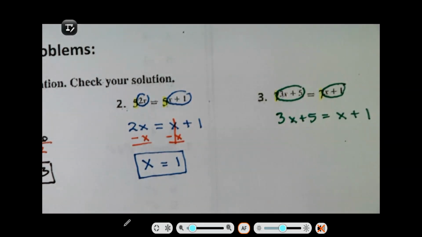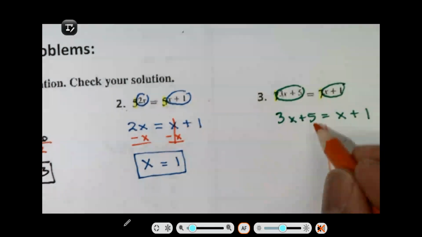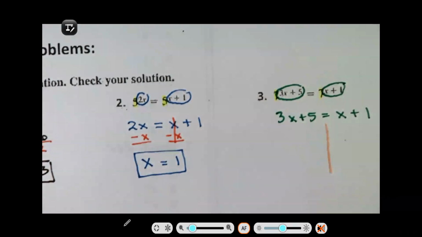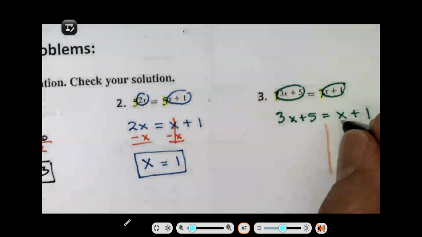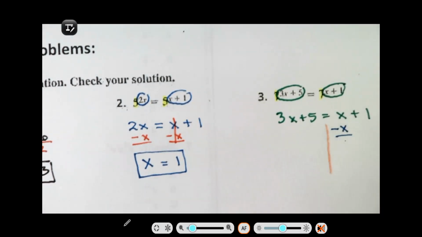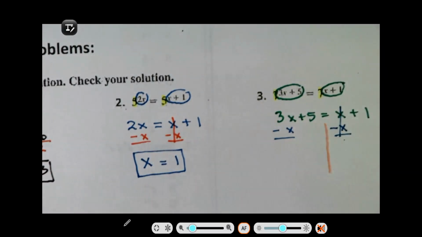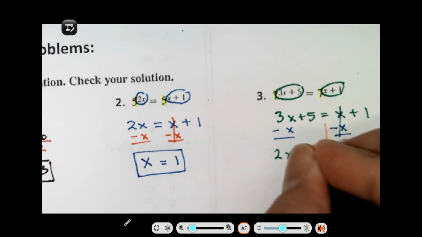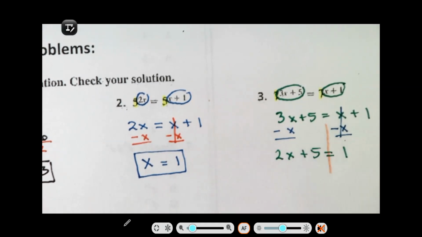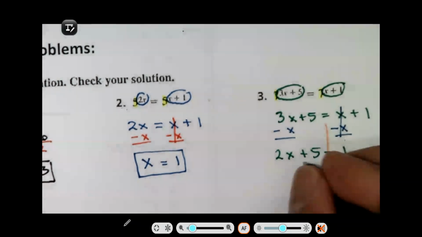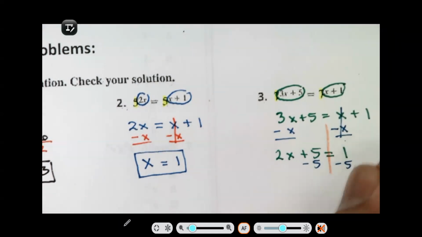And then I'm going to bring every skill that you know when it comes to solving. So, again, don't move the 5 or the 1. Get your x's together first. Since this is the smaller amount, I'm going to move that x first. I'm going to subtract an x. All right, so I still have 2x plus 5 is equal to 1. All right, I got to keep it going. Subtract the 5 from both.